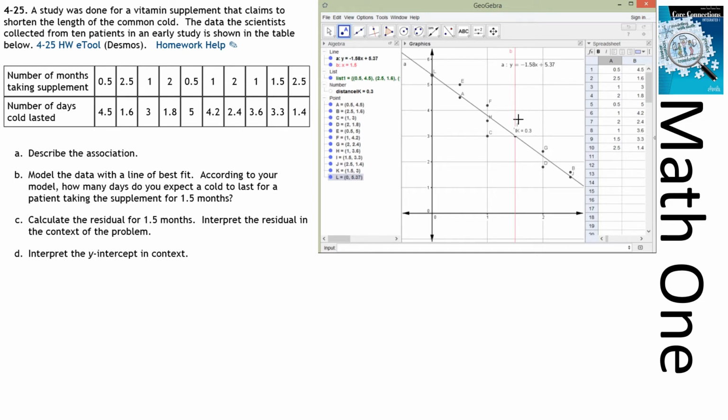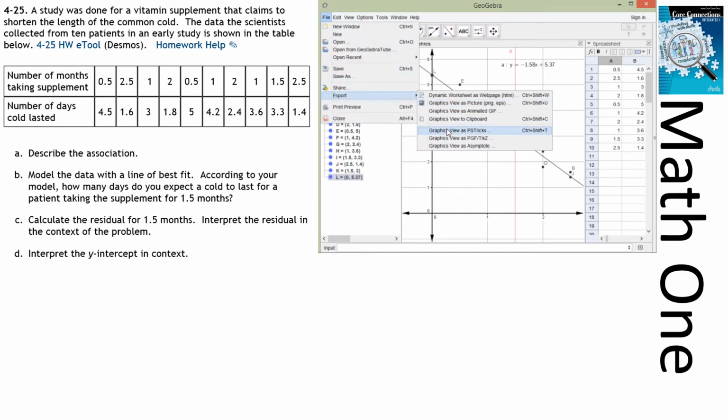Anyways, I can't recommend this enough. It's a great tool. I could talk a lot about a lot of the features, and I will over time talk more and more about Geogebra, but it's a really good way to do homework. And you can basically grab this if you were to hit File, Export, Graphics View to Clipboard. You could copy this and then paste it into Word or some other program and print up your report and include it in your homework.